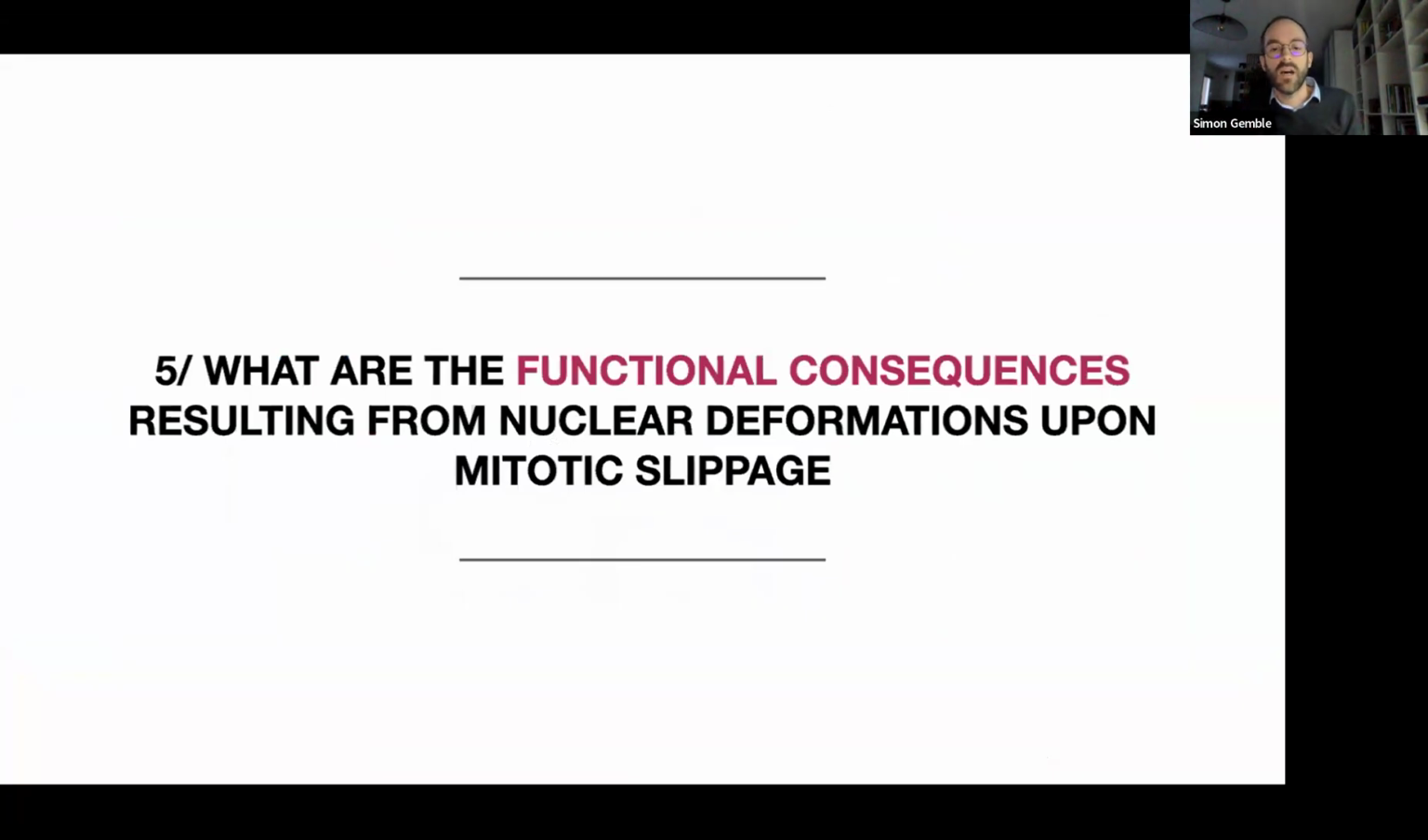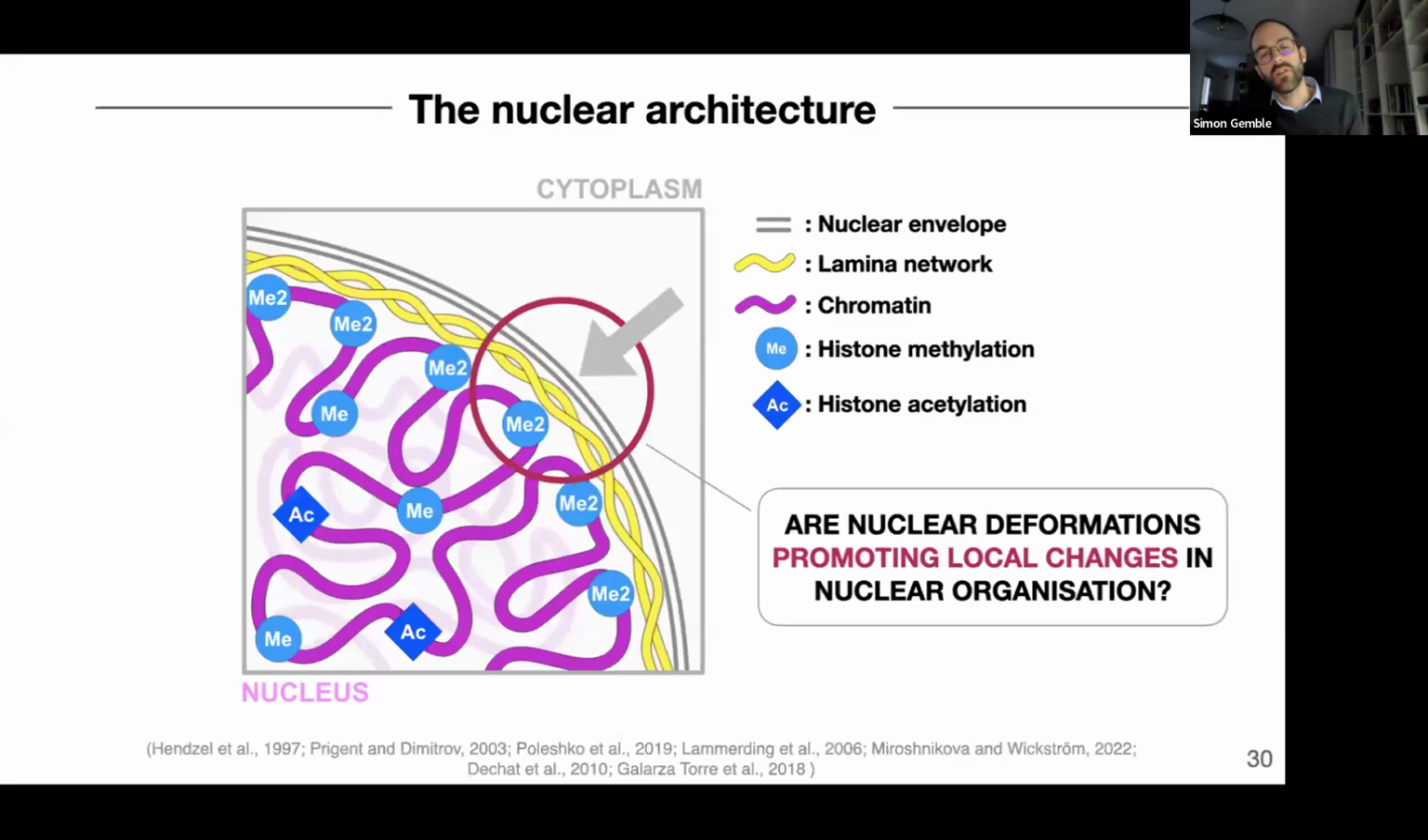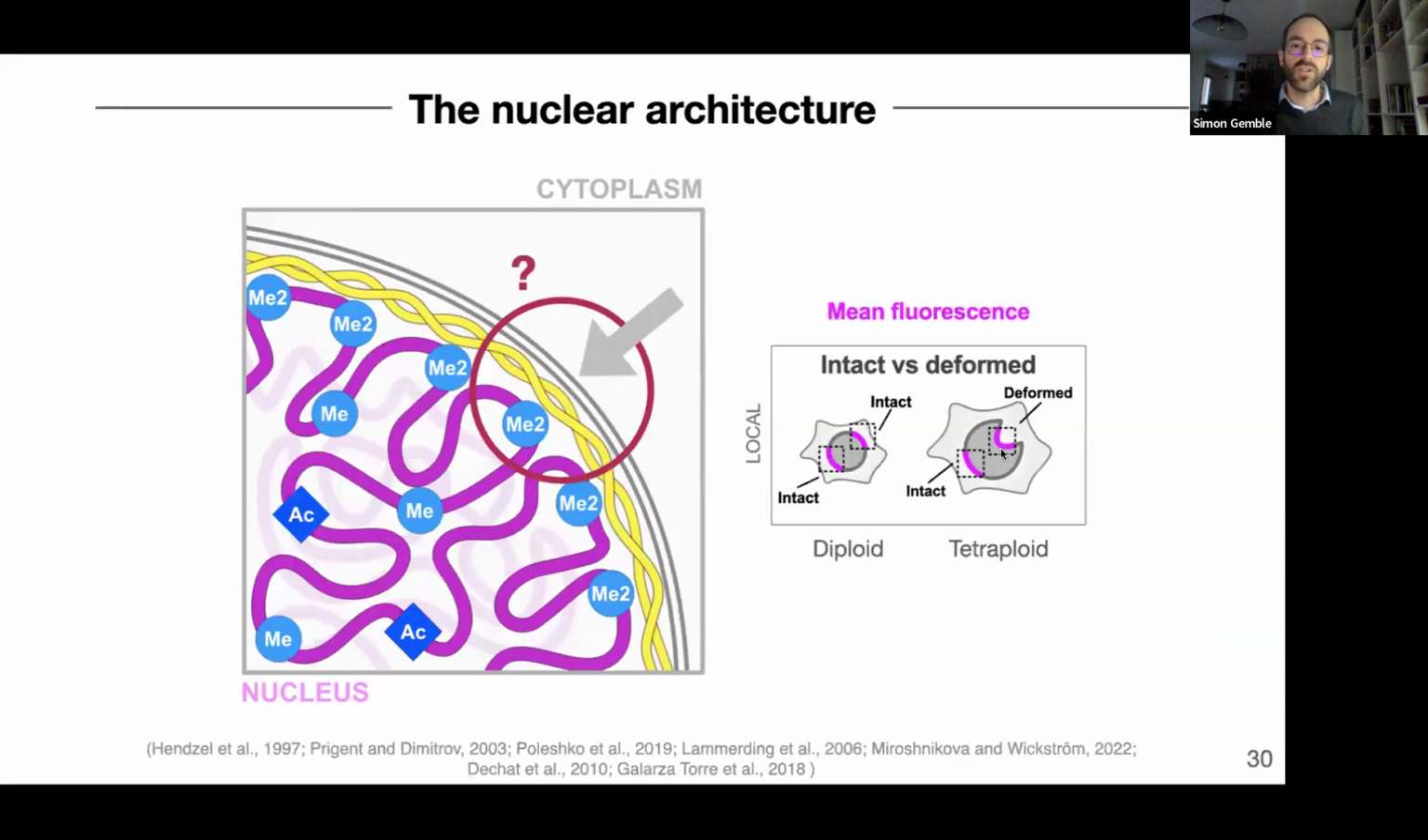Okay, so since now we know that microtubules are generating the nuclear deformations, the next question was, what are the functional consequences of these nuclear deformations? To answer this question, we did a mini screen to analyze different nuclear envelope or chromatin components, and we compared areas in which the nucleus is not deformed or deformed in tetraploid cells. With this screen, we identified two candidates: lamin C, which is a component of the lamina network, and H3K9 dimethylated, which is known to interact with the lamina network.